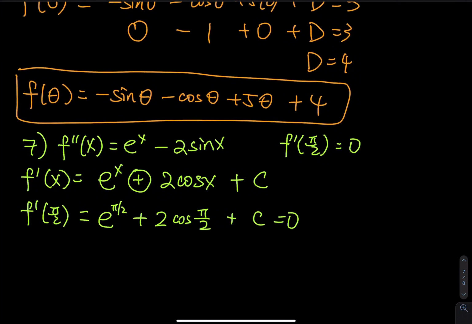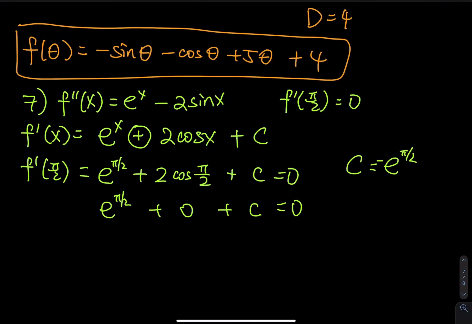90 degrees, right? At the y-axis, x is equal to 0. So e to the pi over 2 plus 0 plus c equals 0. So c is equal to negative e to the pi over 2. So my f prime of x is equal to e to the x plus 2 cosine x minus e to the pi over 2. And then let's find the f of x.